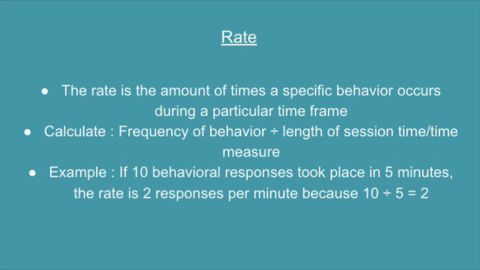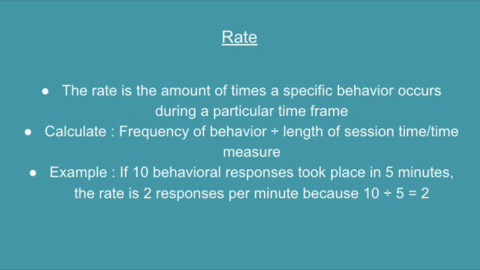Another example of continuous measurement is rate. The rate is the amount of times a specific behavior occurs during a particular time frame. This is crucial to understand if you're going to calculate the rate of a behavior, because in order to calculate this, you would divide the frequency of the behavior by the length of the session time or a specific time measure given to you by your BCBA.